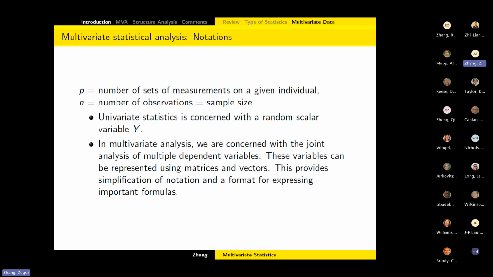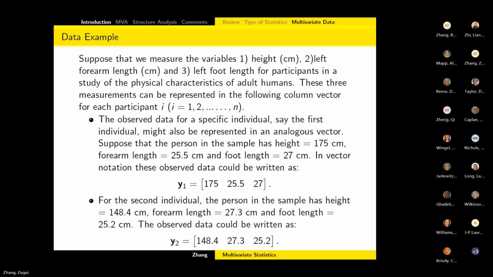In multivariate analysis, we are concerned with the joint analysis of multiple dependent variables. Those variables can be represented using matrices or vectors. This provides simplification of notation and form for exploring important formulas. So for example, suppose we have outcomes height, left forearm length, and left foot length for participants in a study of physical characteristics of adult humans. So our outcomes will consist of height, left forearm length, and left foot length.